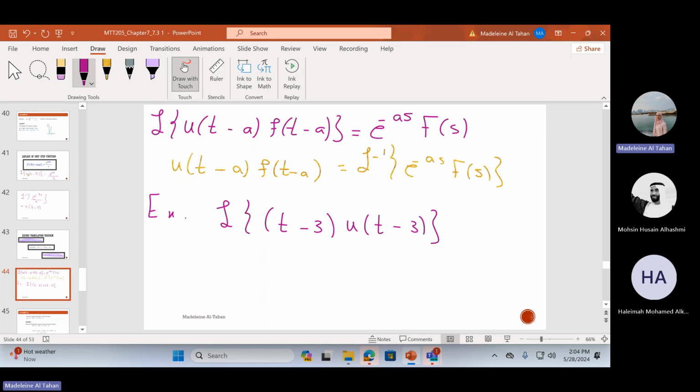Let's compare. This one is Laplace, so we need to check which formula this is. Which formula is it? The second. Okay, let's analyze it. This is minus a and this is minus b. So what's a in this case? A should be positive, it cannot be negative. So we put minus 3, but we take just the positive. So this is our first step.